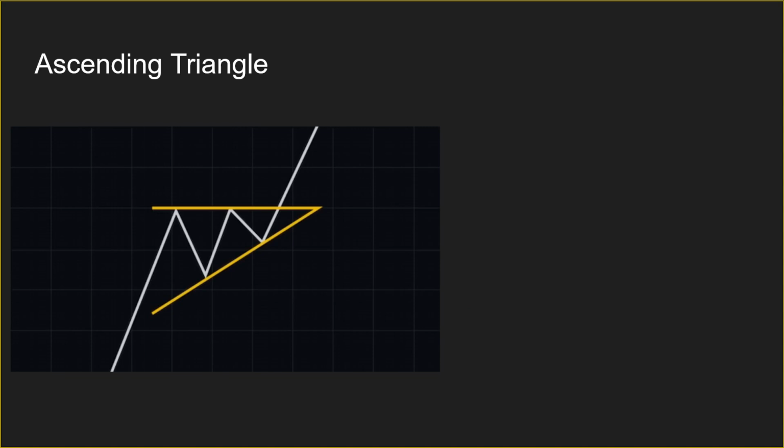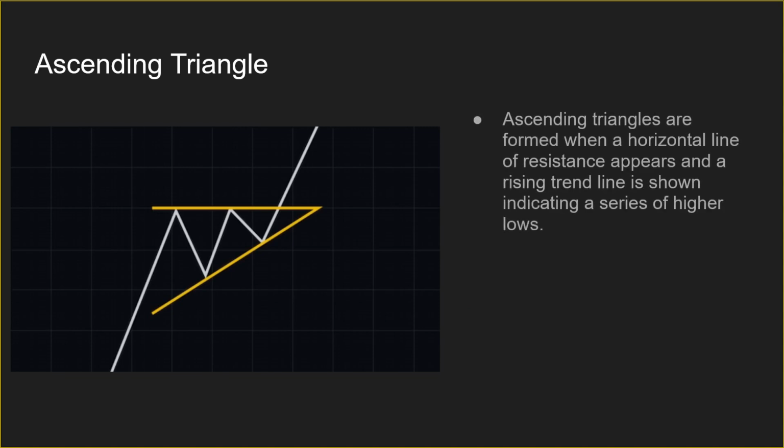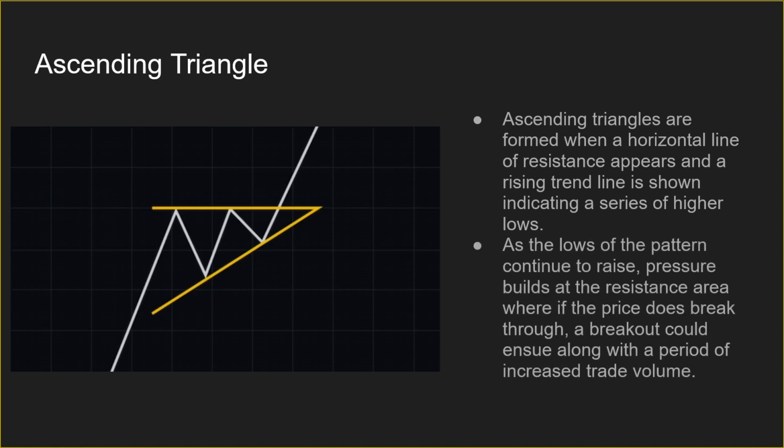The next triangle we'll discuss is the ascending triangle. Ascending triangles are formed when a horizontal line of resistance appears and a rising trend line is shown, indicating a series of higher lows. As the lows of the pattern continue to rise, pressure builds at the resistance area, where if the price does break through, a breakout could ensue, along with a period of increased trade volume.